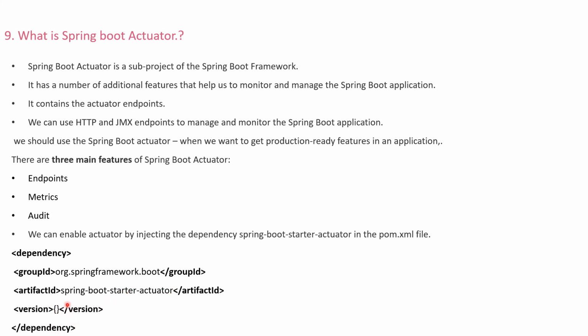For the version, I have just given a placeholder; you can declare the version according to your application. Like this, we need to add the dependency in the POM file of the Spring Boot application. Then we can have this actuator. There are many questions on this, and also on endpoints, and we can do a demo as well. Please let me know if I should cover these things in the next video.